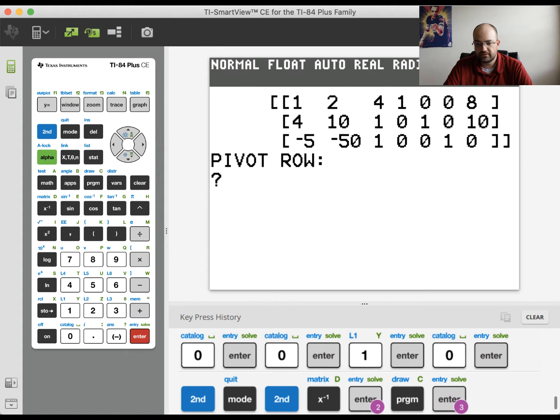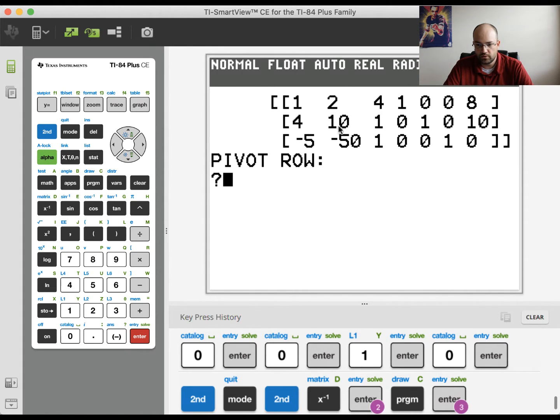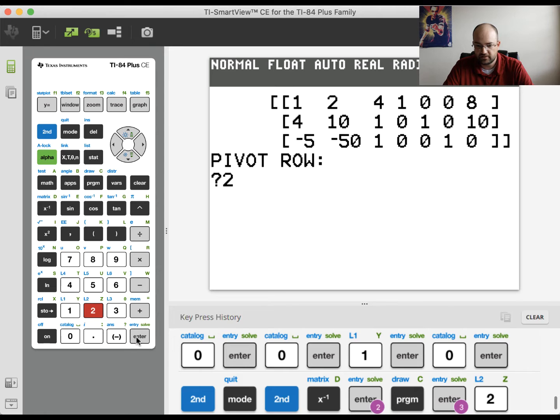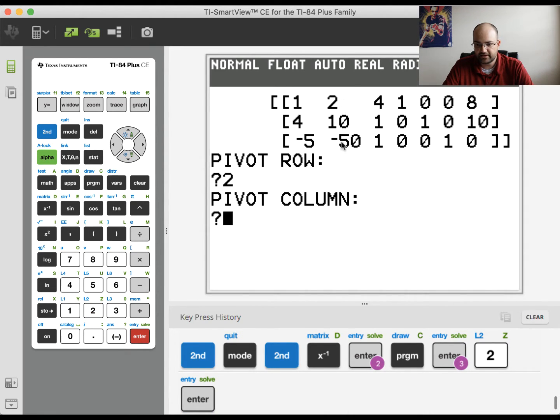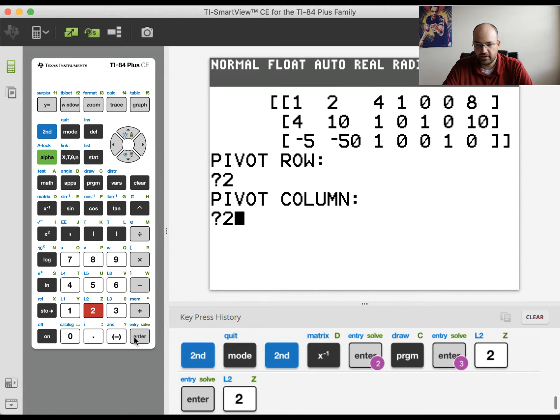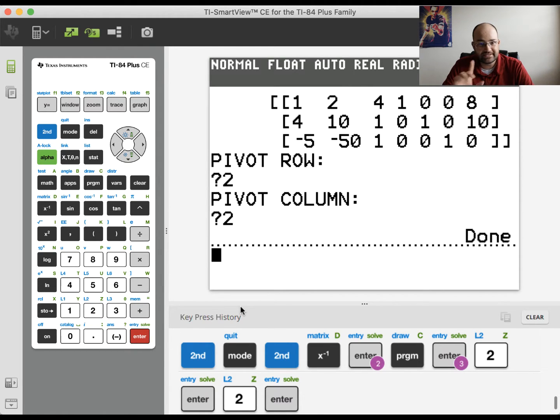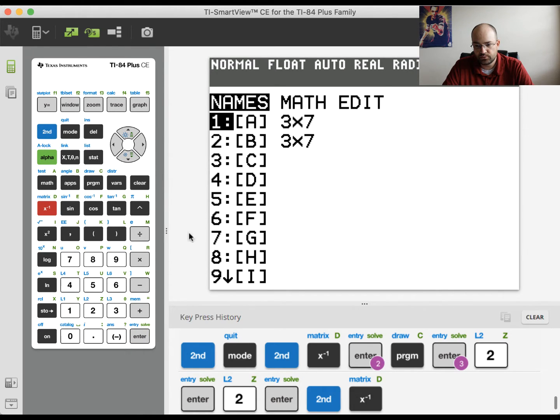In other words, which of these rows should I choose? The pivot row number is 2, so it's the second row in the matrix here. The pivot column will be the second column. So I'll do 2, enter. Good. Notice it says done. Okay, so let's go back into matrix and look at what happened.